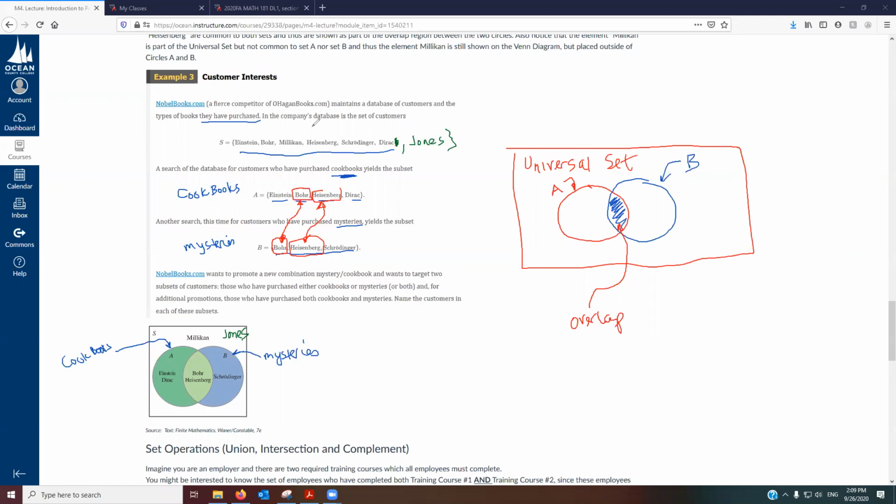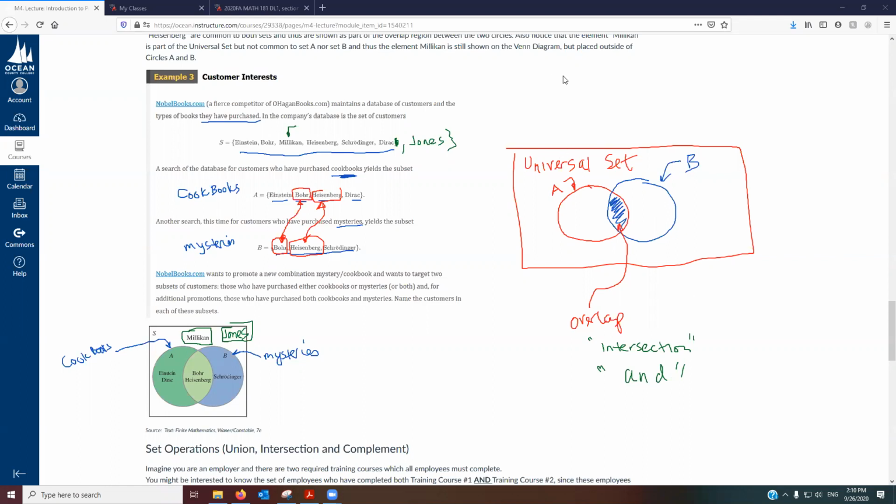It's the same with Milliken. Milliken is a customer, but Milliken didn't buy cookbooks and didn't buy mysteries, so we're going to put Milliken out here also. They're still in the rectangle, but they don't belong in circle A and they don't belong in circle B. So the overlap you could think of as the intersection. It's people that have bought cookbooks and mysteries. Sometimes we think of this as the and connector.